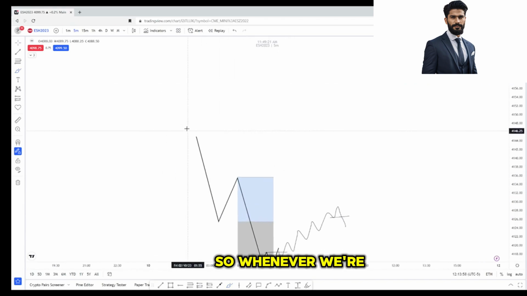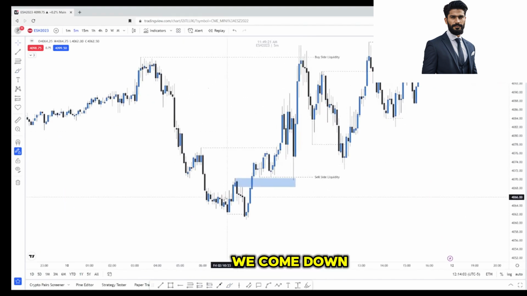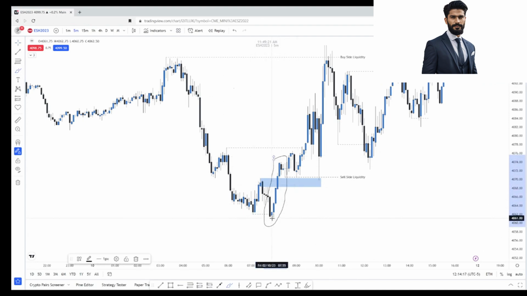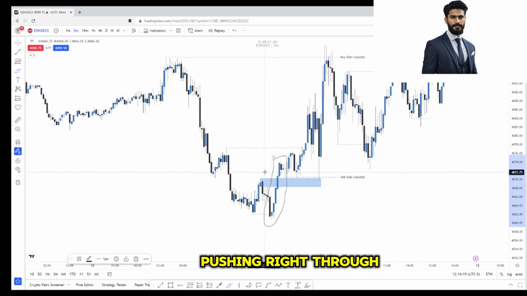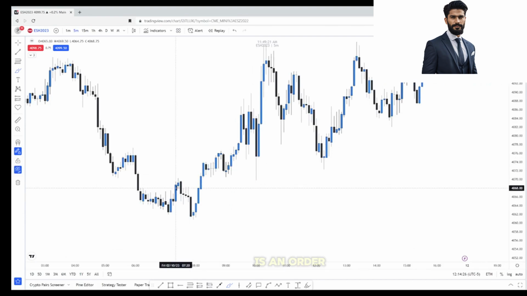So whenever we're looking at this piece of price action, we come down and take out a low. This is our last little raid on stops. Now, again, we didn't know that until this happened. This is a great example of displacement: full-bodied candles pushing right through a high and also disrespecting, if you just look at it like this, some people might say this is an order block or this is supply, right? Or maybe this whole thing. But again, it's all about context.